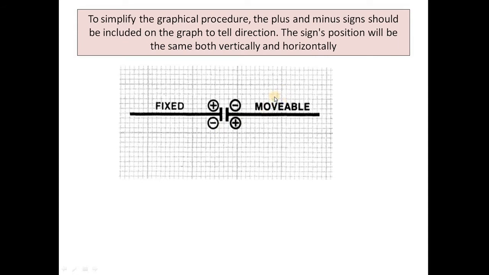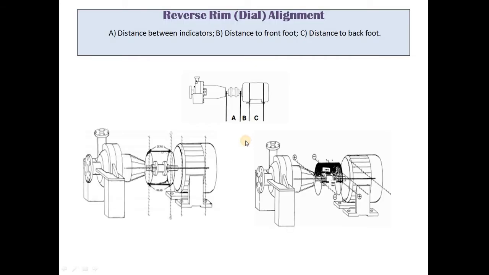In this process, it is a graphical method. In this process, the plus and minus sign should be included on the graph to tell the direction. For the fixed component, plus will be on this side, minus will be on this side, and for the movable machine, minus will be on this side and plus will be on this side, and it is valid for both horizontal and vertical readings.